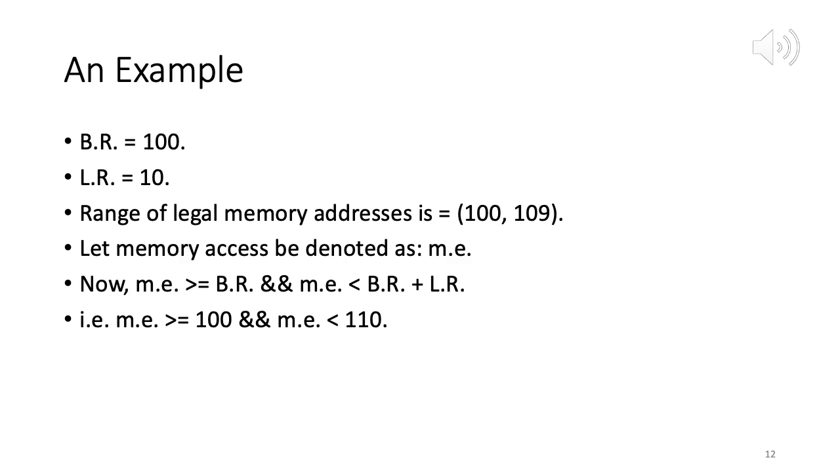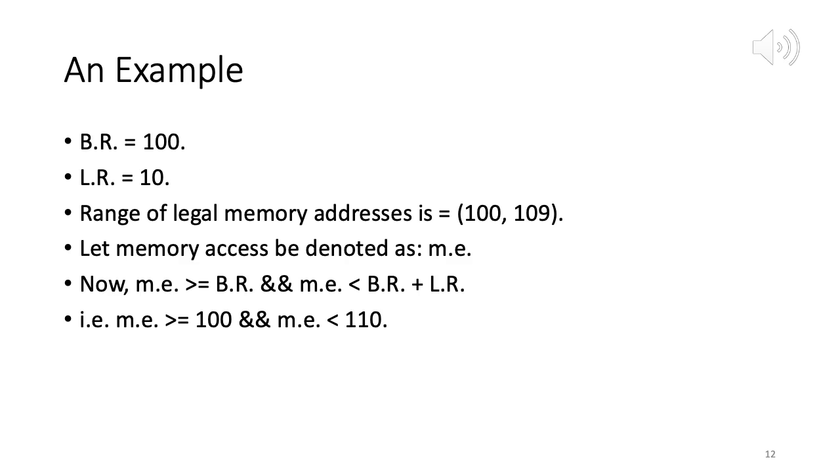So what is the range of legal memory addresses? Note that it is not 100 to 110, it is 100 to 109, because memory location starts from 0. So going from 100 to 109, we'll see that these are 10 memory accesses. So the range is 100 to 109 and not 100 to 110. So both are inclusive. 100 is allowed, 109 is also allowed.